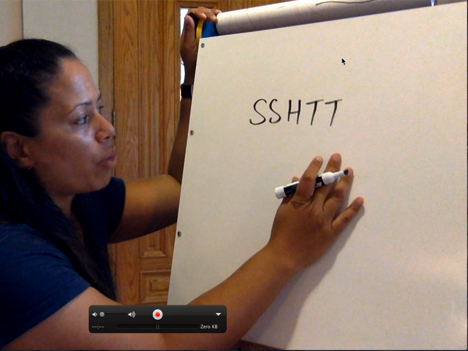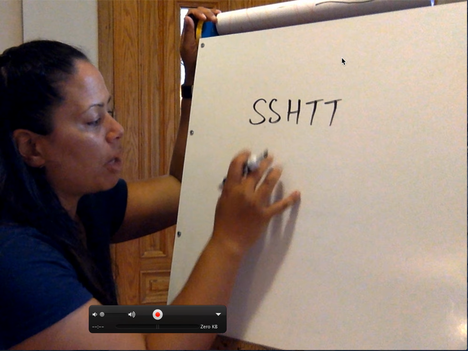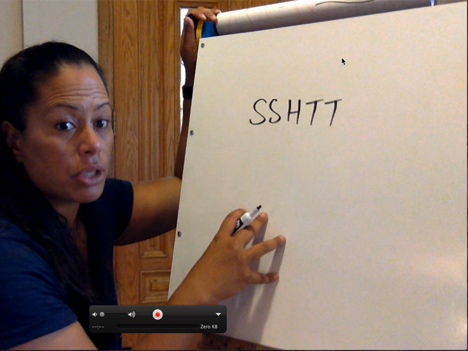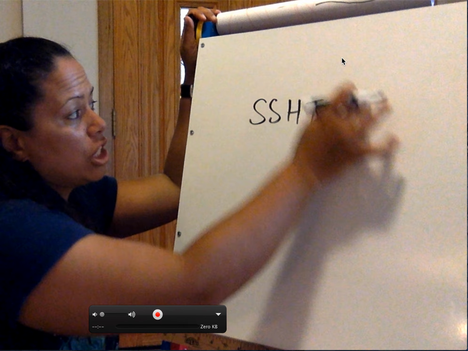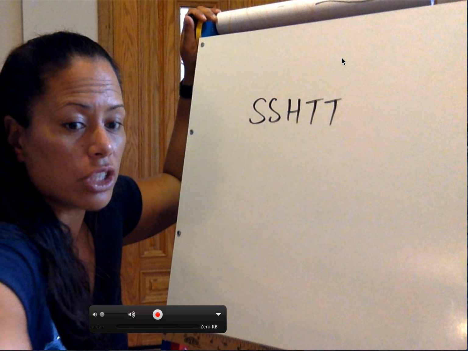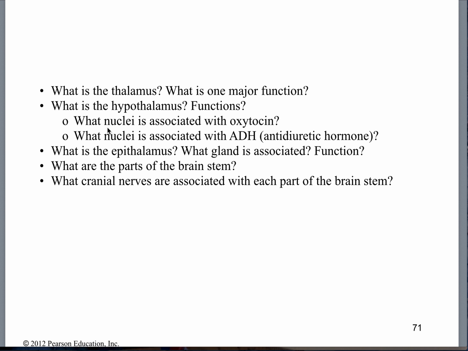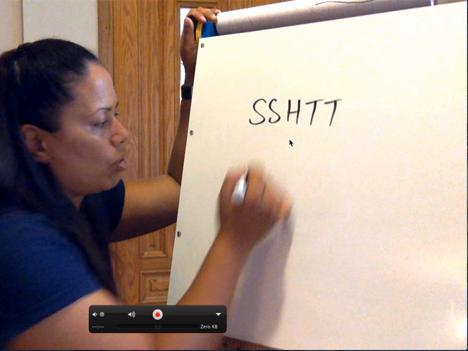And there's temperature regulation associated with the hypothalamus. When we do this for 1 for 2 next semester, we're going to talk about how the hypothalamus controls the pituitary gland. So that's the endocrine function. Right now, this is the general nervous function. Here we go. What nuclei is associated with oxytocin? What nuclei is associated with ADH? So I do have to go over this with you.